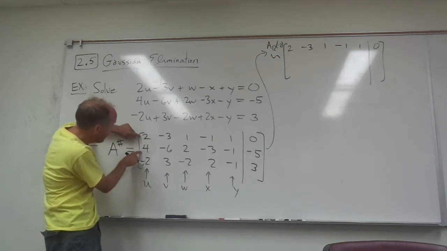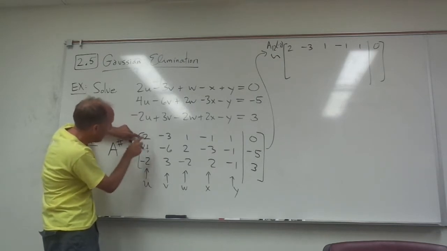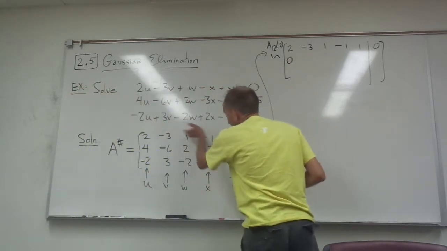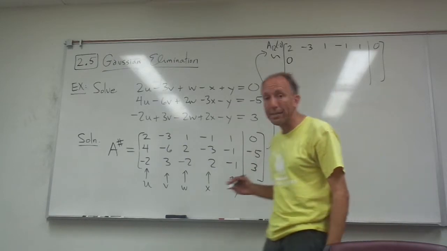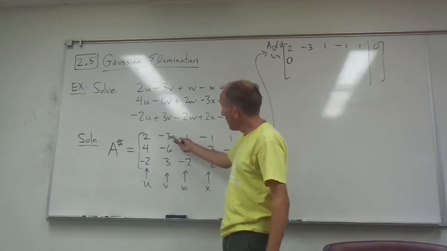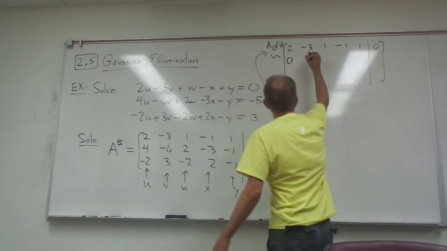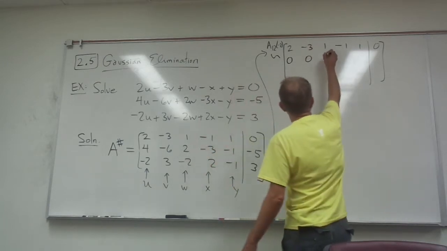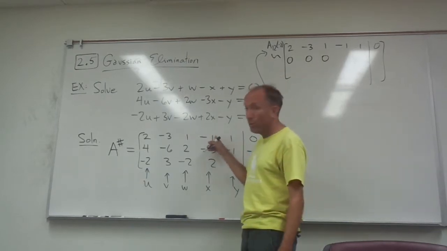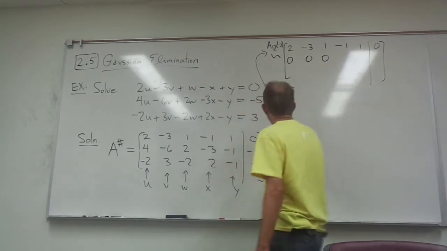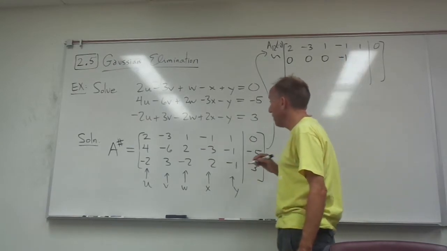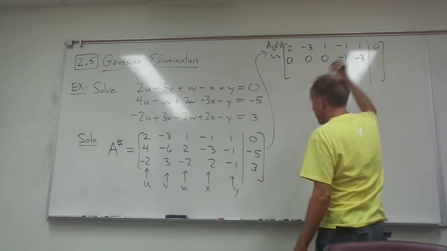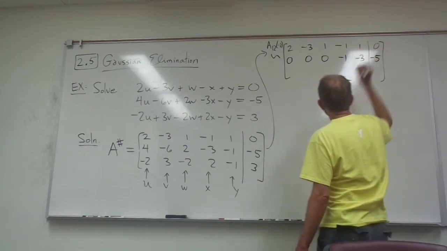So I'm taking -2 times the first row, and I'm going to add it to the second row, and I'm going to get a 0 right there. And I now have to go all the way across the matrix with that same multiplier. -2 times -3 is 6. I add that to -6, I get 0. Right? -2 times 1, I add that to 2, I also get 0. -2 times -1, that's 2. I add that to -3, I get -1. -2 times 1 is -2. I add that to -1 and it becomes -3. And the -5 is going to stay the same.